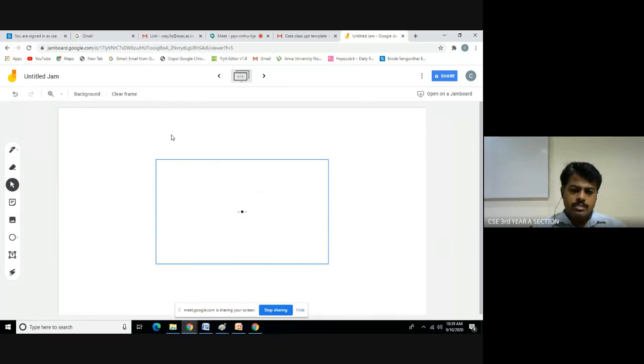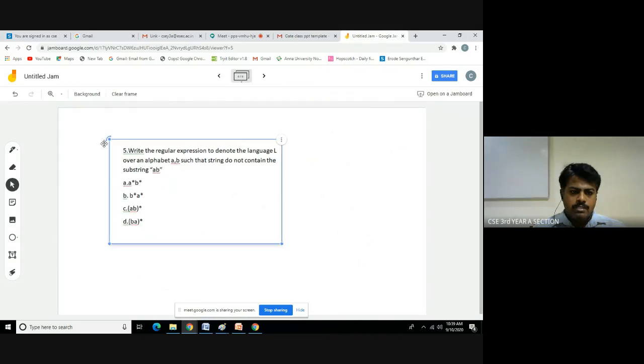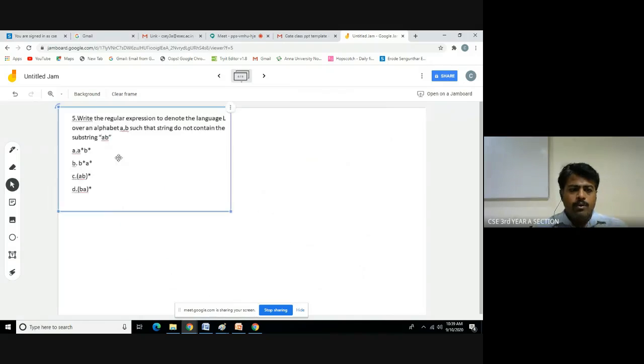Now this question, you just look at. In this question, I want to write the regular expression denoting the language L over the alphabet {a, b}, such that the strings do not contain the substring AB. You can generate whatever string for the given language, but the substring AB is not able to come in your regular expression.